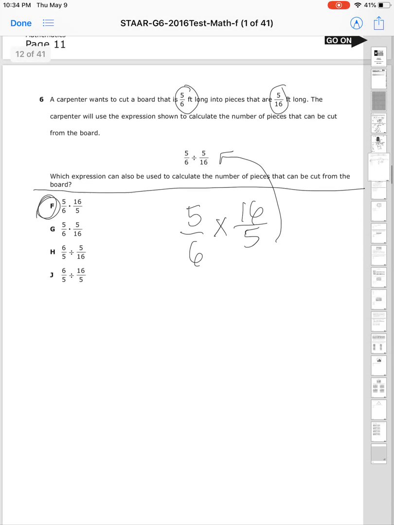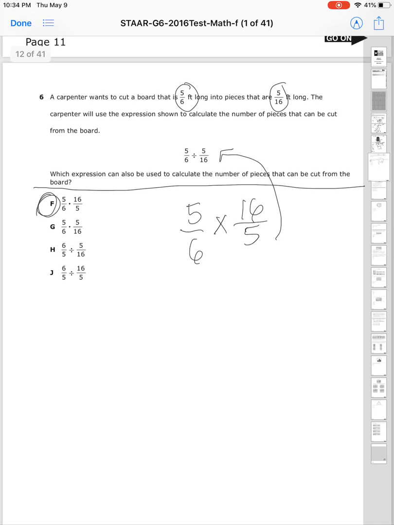Okay, number 6. So number 6, it wanted us to find which expression can also be used to calculate the number of pieces that can be cut from the board. So if we remember this from the past, right, whenever I divide by a fraction, I change my sign and I flip my divisor. So 5/6 divided by 5 over 16 is the same thing as 5/6 times 16 over 5. And so F is my answer for number 6.